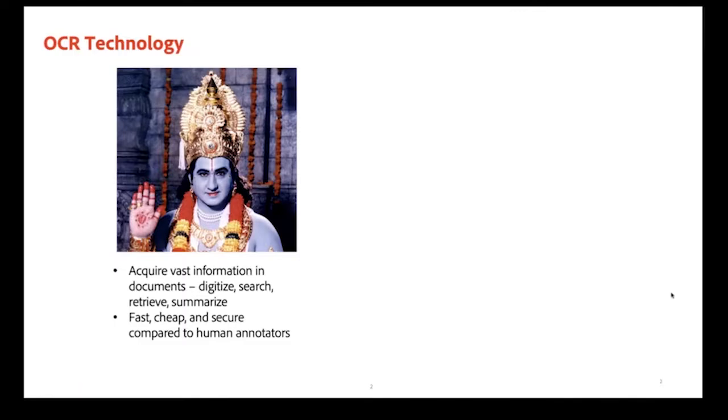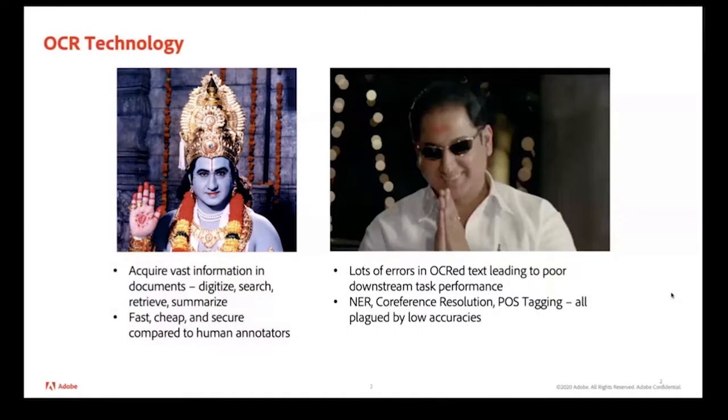However, over time, the technology has led to lots of errors. OCR text has lots and lots of errors, and it leads to very poor downstream performance in all kinds of tasks like NER, co-reference resolution, POS tagging, and so on, which I will show in some time. So why do these errors occur?